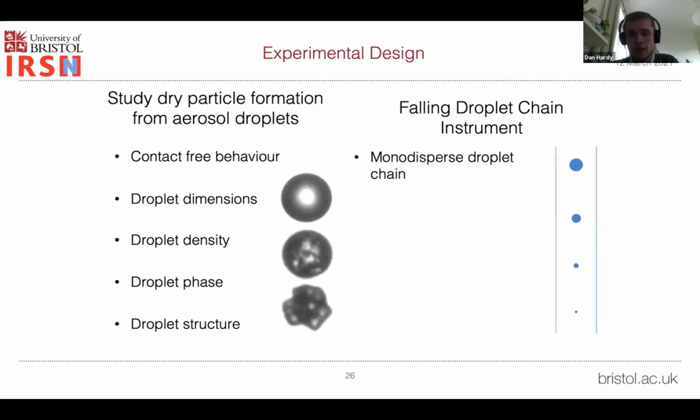And the way we do this in our experiments is we use a falling droplet chain instrument. So it has a monodispersed droplet chain.